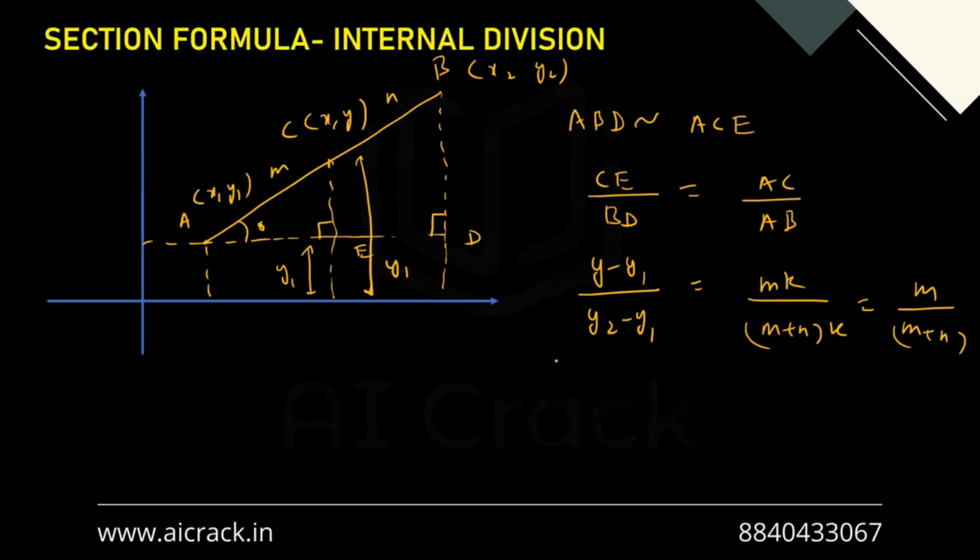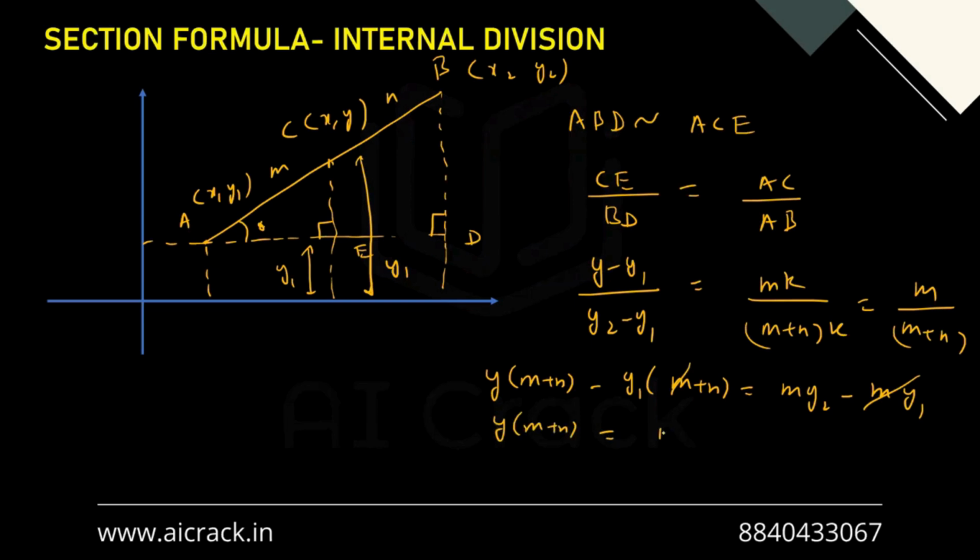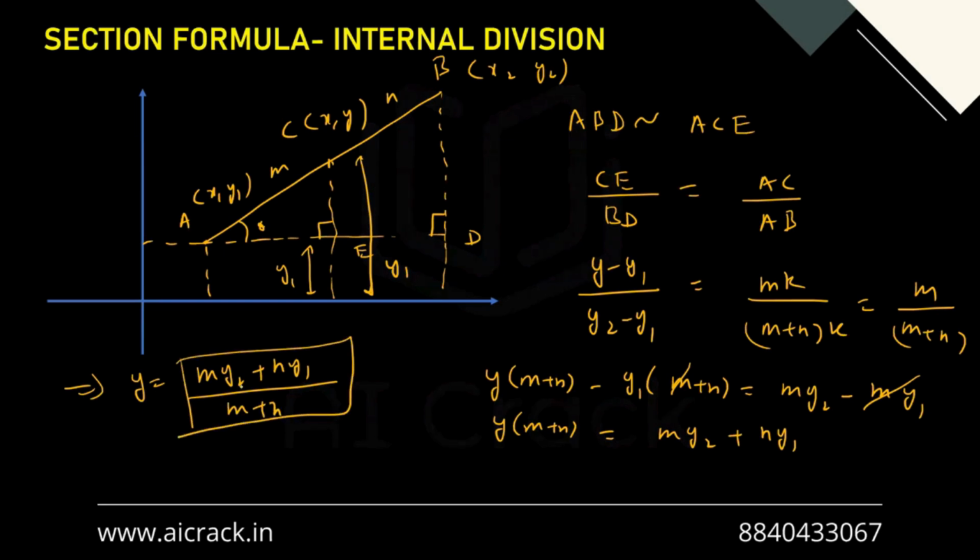Now we'll do the cross multiplication. We'll get y times (m plus n) minus y1 times (m plus n) equals m y2 minus m y1. Now I can clearly see that this term gets cancelled out. So basically y times (m plus n) equals m y2 plus n y1. So this would give me y equals (m y2 plus n y1) divided by (m plus n). So this is our section formula for the y coordinate.